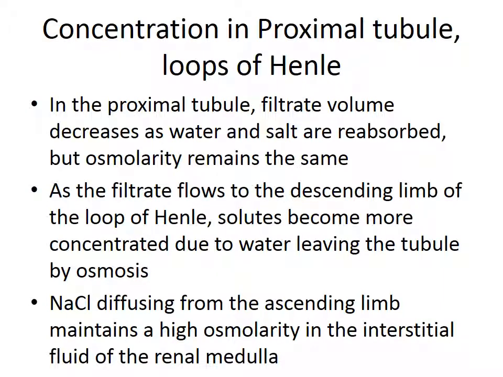In the proximal tubule, the filtrate volume decreases as water and salt are reabsorbed. The osmolarity, however, remains the same. As the filtrate flows into the descending limb of the loop of Henle, solutes become more concentrated due to water leaving the tubule by osmosis. Sodium chloride diffusing from the ascending limb maintains a high osmolarity in the interstitial fluid of the renal medulla.